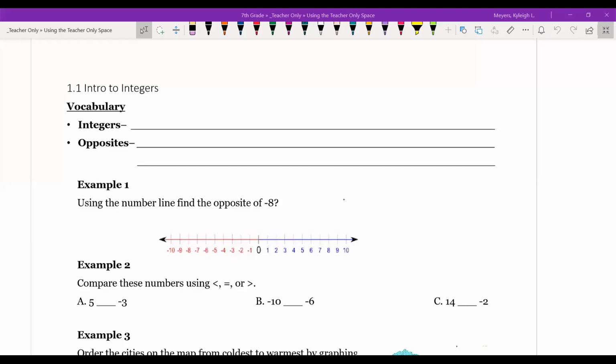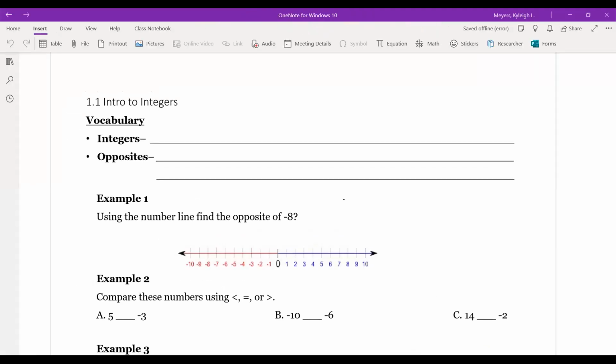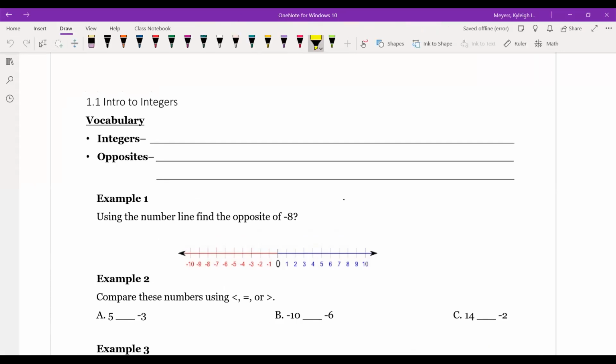All right, so hey guys, we are going to start by taking our notes on integers. So real quick, whatever I put on my screen is what you're going to want to put on your notes as well. So whatever I feel is important enough to write on here is important for you to put in your notes. So we're going to start with some definitions, okay?